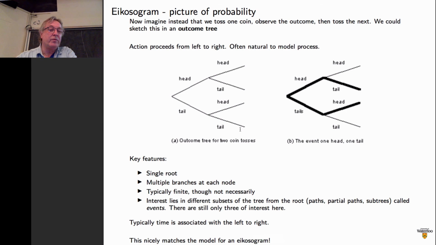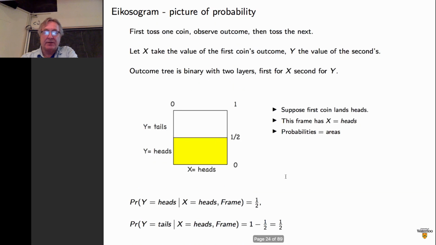So this could be a much more complex thing with multiple branches at each node, just sort of organizing this. But what makes this interesting is now I've got 2 random variates, and I want to look at 2 binary variates, coin 1 and coin 2. Okay? So this matches an eikosogram very nicely.